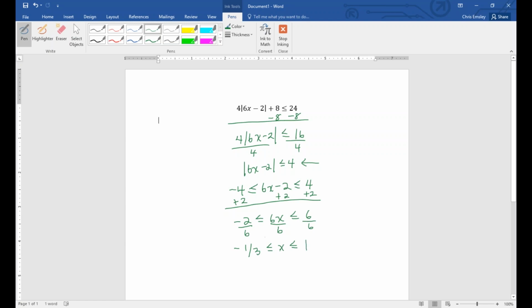So this solution tells us that x has to be in between negative 1/3 and positive 1. X is less than or equal to positive 1. It's also greater than or equal to negative 1/3. So that gives us an interval with square brackets, since we've got equal to's this time, from negative 1/3 to positive 1.